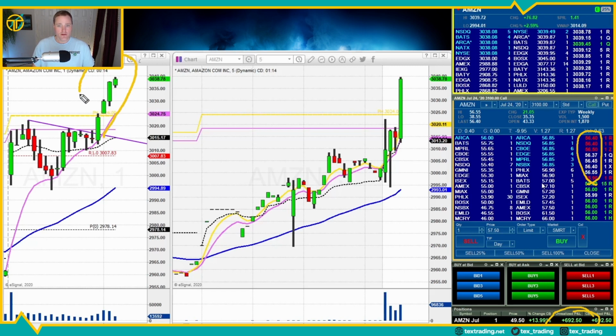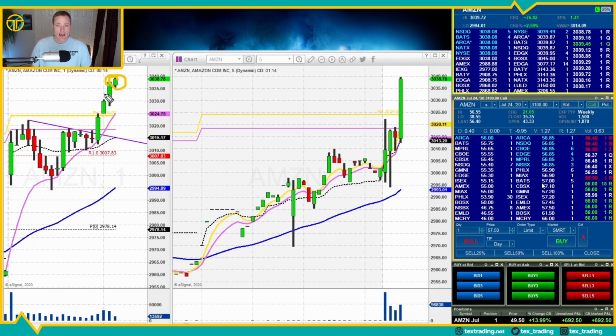And this is a decent size move. So it kind of makes sense that Amazon should pull back a little bit here, maybe come back down and test that prior high of day. And then it could possibly continue higher. Now, here's the problem. I only have one contract. Okay, so if I had at least two contracts, then ideally, yes, I should definitely sell right here.